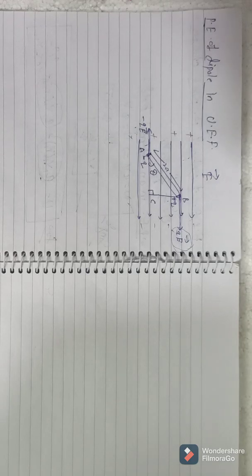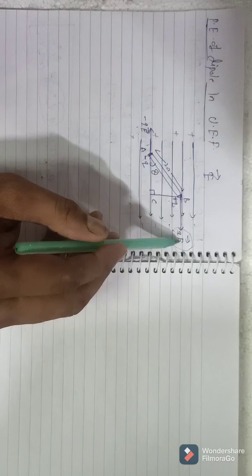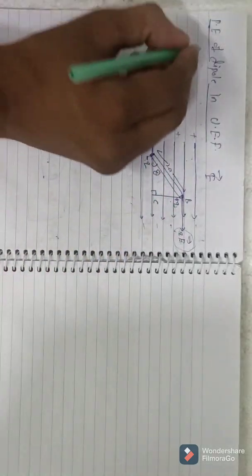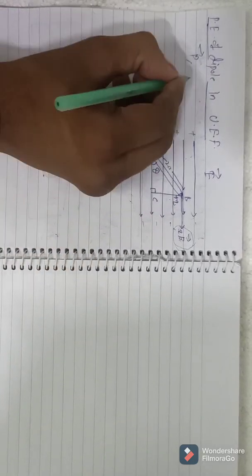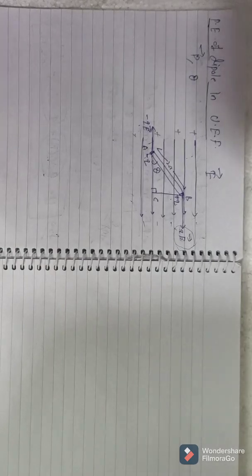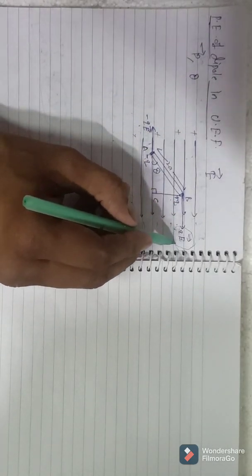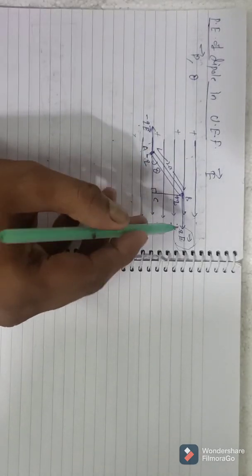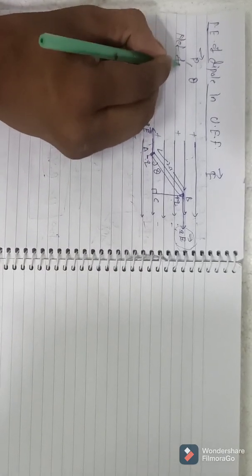So consider an electric dipole having charges minus q and plus q placed in a uniform electric field E vector, separated by a distance of 2a. Suppose the dipole moment is given by P vector and the dipole is making an angle theta with the direction of electric field. Force on this charge is plus QE. Force on this charge is minus QE. Net force on the dipole is 0 because this is plus QE and this is minus QE.